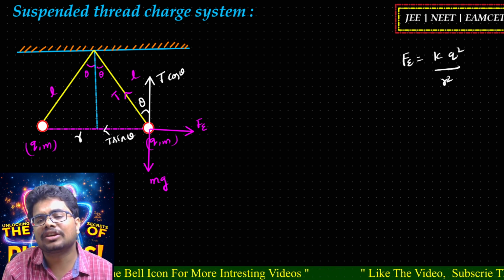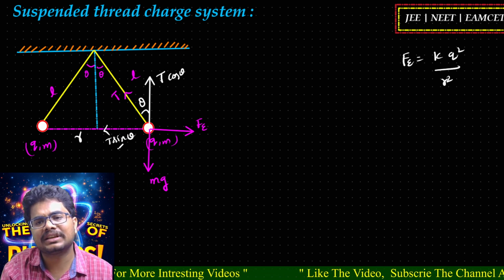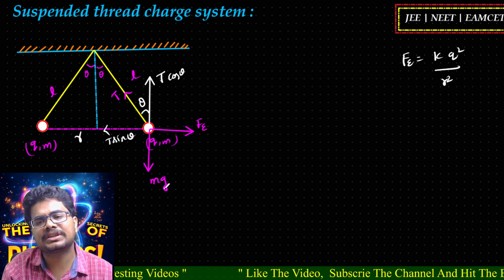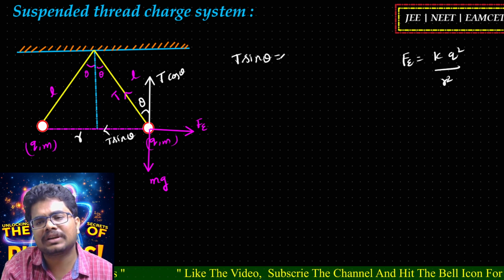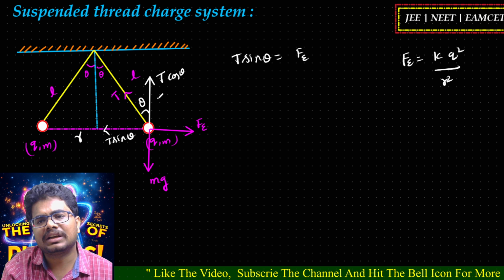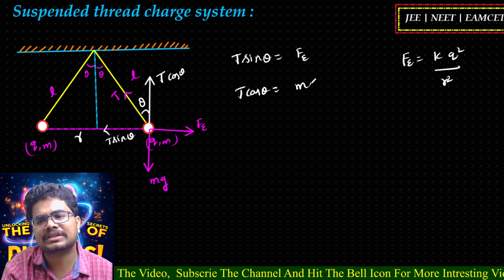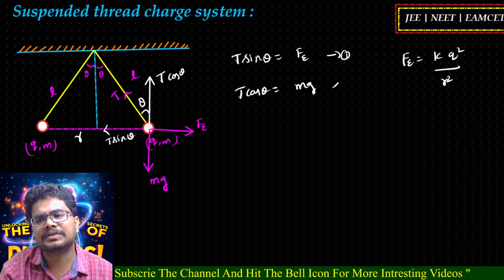If the system is in equilibrium, T sin theta should get balanced with Fe, and T cos theta should balance with Mg. So make this equation number 1, and make this equation number 2.